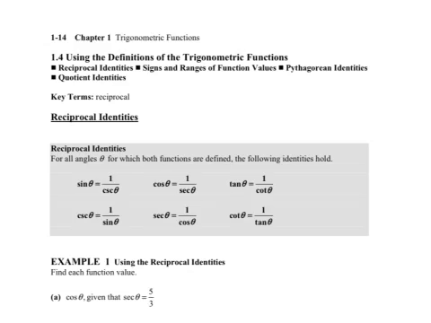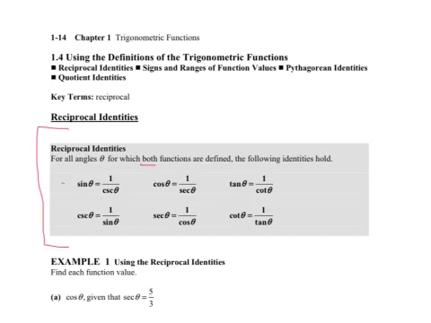1.4 talks about using the definition of the trigonometric functions. The main term here is reciprocal, and so these are your reciprocal identities. This also is on your chapter 1 formulas. So for all angles theta for which both functions are defined, the following identities hold.